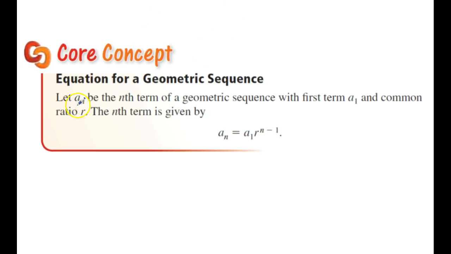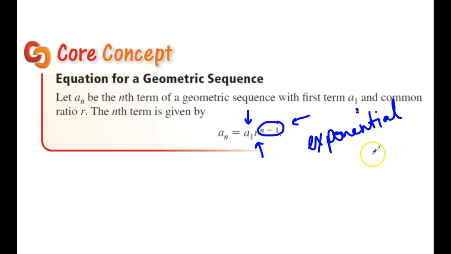So a sub n is the nth term, right? And n just tells me which one. So whatever term I give of a geometric sequence with the first term a sub 1, right? And a sub 1 tells me the first term, and a common ratio r. The nth term is given by this equation. So a sub n, the number that I'm trying to get, equals the first term, right? This is the first term, times the common ratio to the n minus 1, right? And this is my exponent. This is where our exponential comes into play.